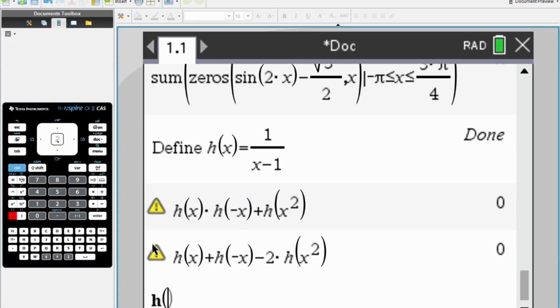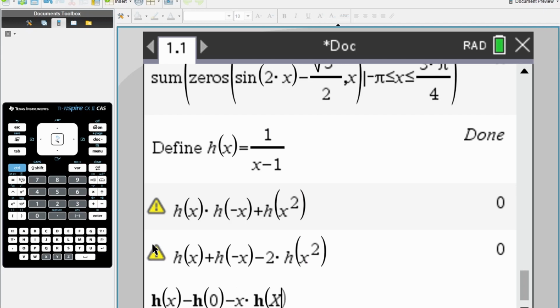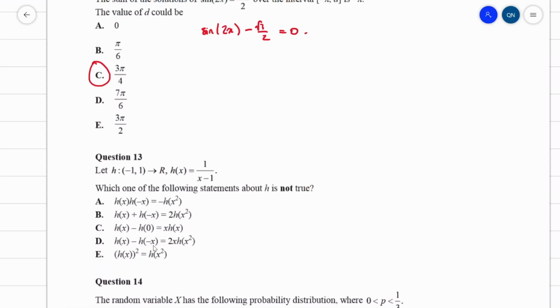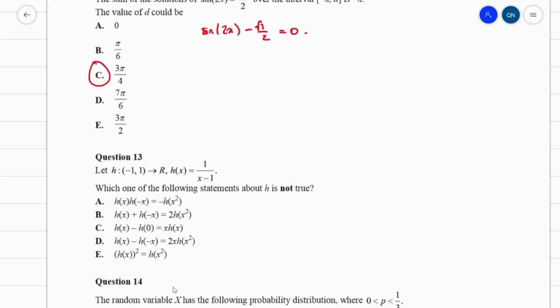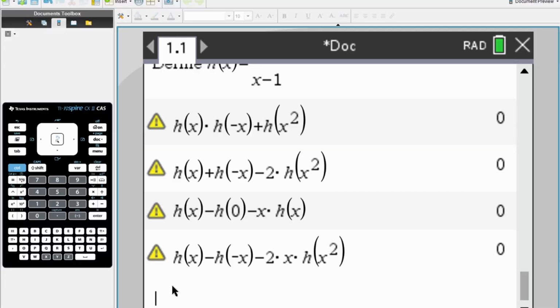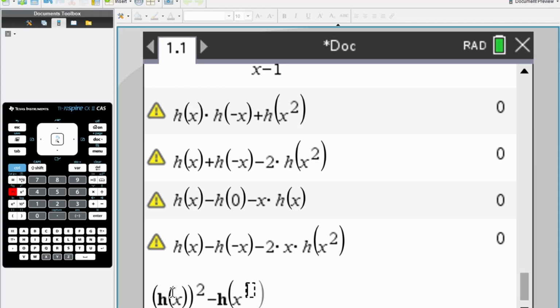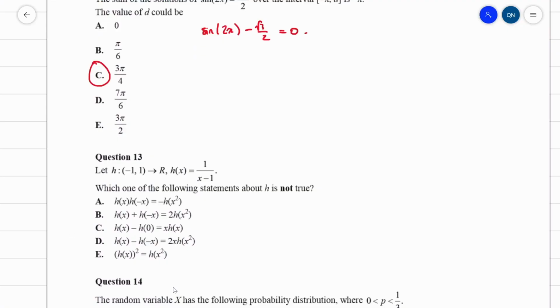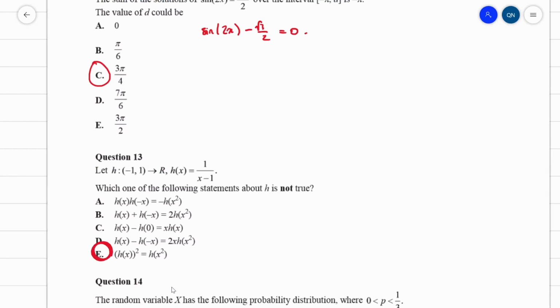Let's try C. h of x minus h of 0, and we have a minus x times h of x. That also gives us 0. Let's do D. h of x and then minus h of negative x, then we have a minus 2x times h of x squared. That also gives us 0. So hopefully it's E. We'll try that. h of x, but the whole thing squared, and we'll subtract h of x squared. That gives us something that's non-zero. So it's option E. I had to put it at the end, so we had to go through all of that.